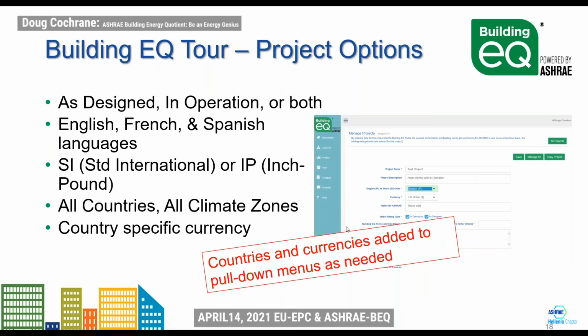Okay, so the project options. It is available in both Imperial and SI units. Currently, we have English, French, and Spanish languages in the portal, and I will say it was all ASHRAE members that did the translation on that. The only costs were to put the information into the portal. So all countries, all climate zones are in there, and you can have specific currency. So be it euro, be it dollars, be it whatever the local currency is. If something is not in there, that's something that can be added into the portal as needed. Next slide, please.